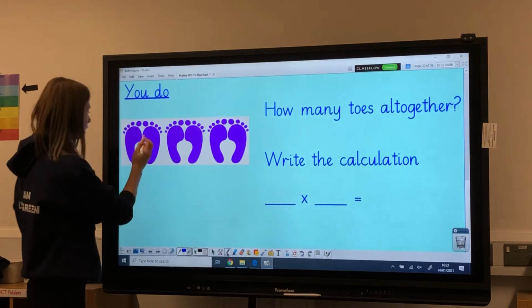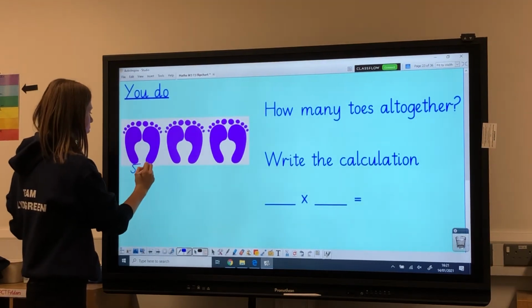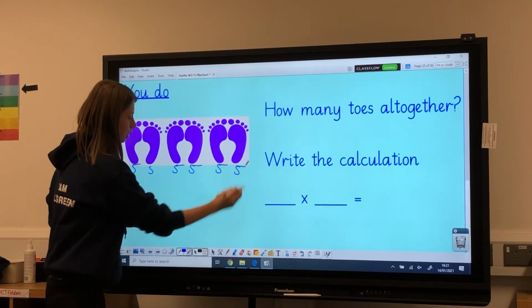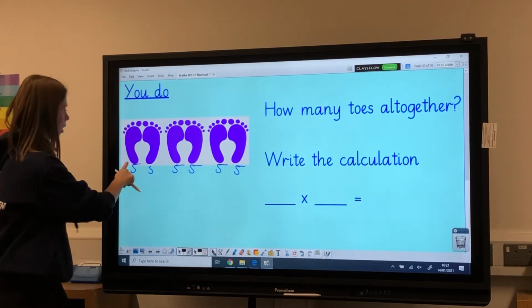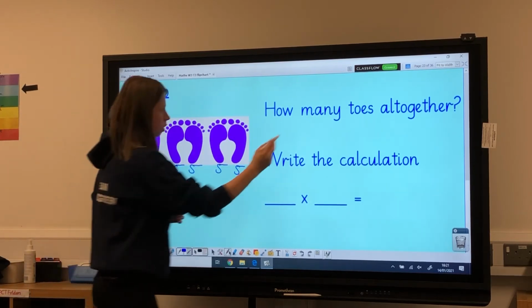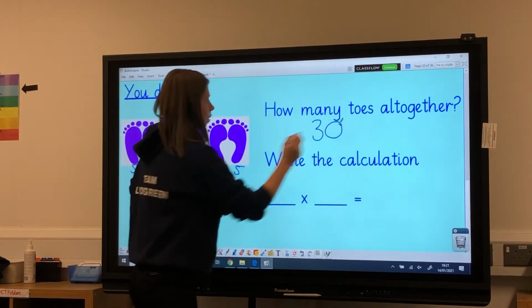So we could, if we find it easier, write the number of toes underneath each one. I'm going to count up in 5s. You ready? Can you do it with me? 5, 10, 15, 20, 25, 30. So there are 30 toes altogether.